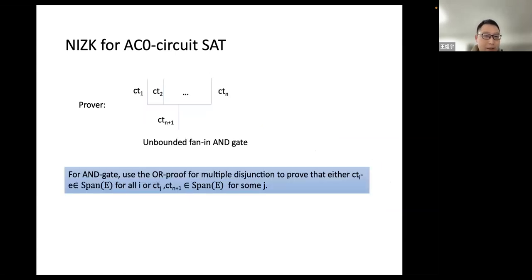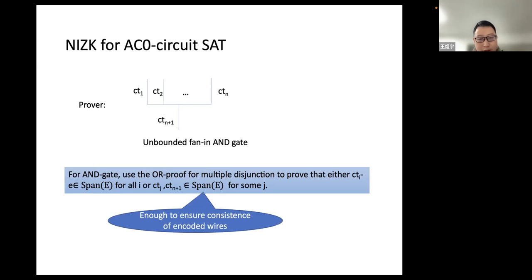And for each unbounded fan-in AND gate, we just use the OR proof for multiple disjunction to prove that either CTi minus e is in the span of E for some i, or CTj and CTn plus one, which is the encoding for the output, are in the span of E for some j. And this is enough to ensure the consistency of the encoded wires.